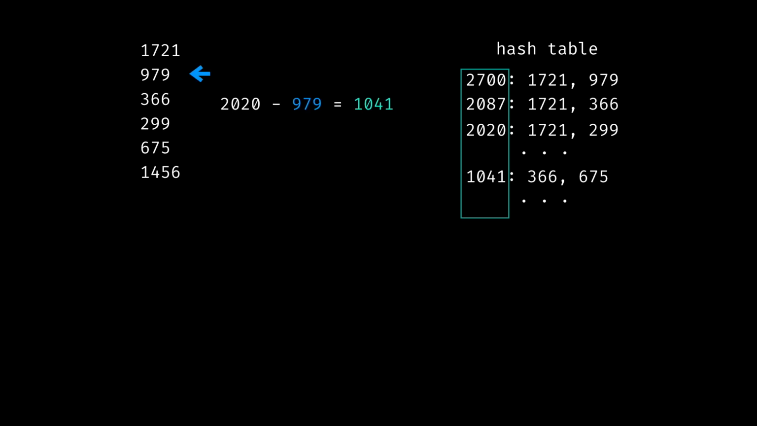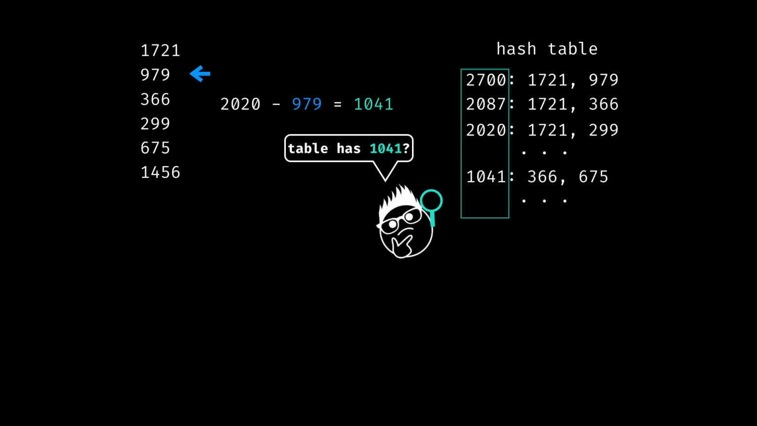So now I have 979, I subtract it from 2020, and I get 1041. And I check, is 1041 a key of my hash table? And it actually is. I can find it right here. At this point, that logically means that I found some triplet whose sum is 2020.